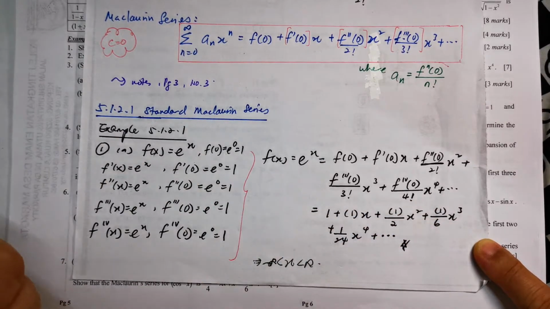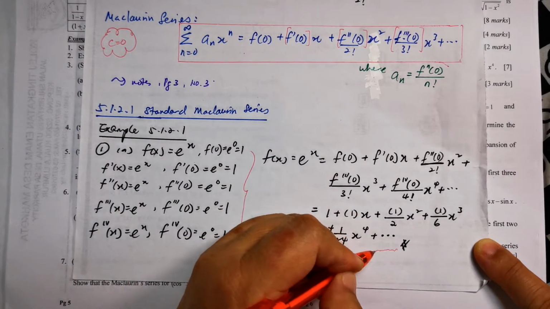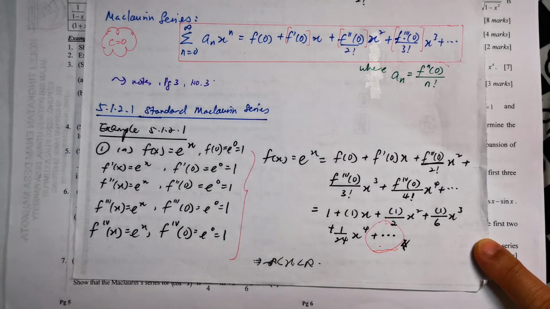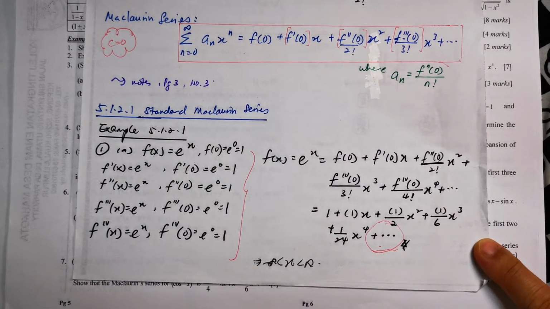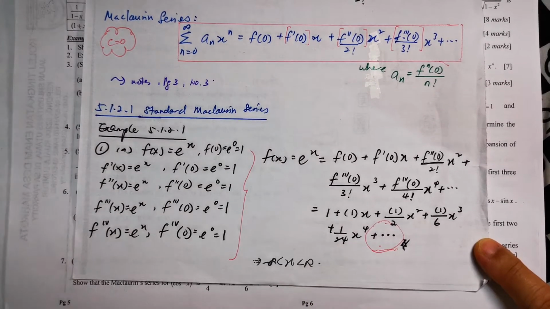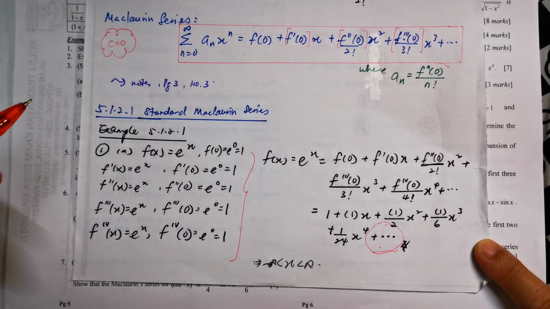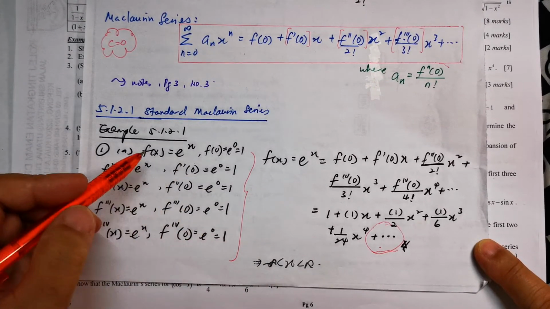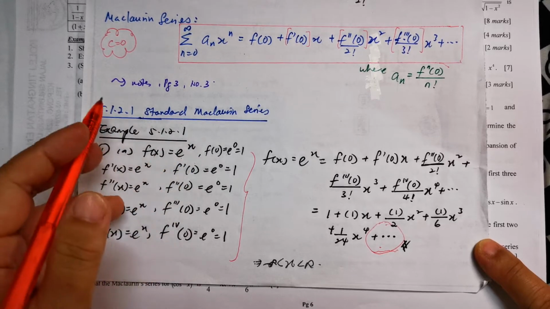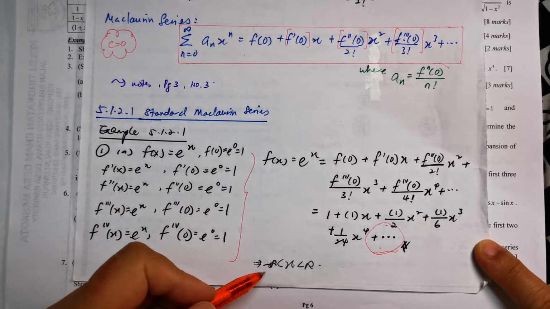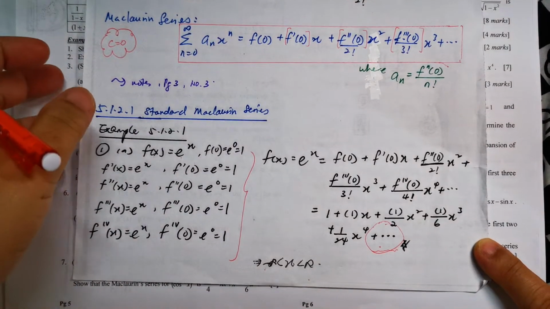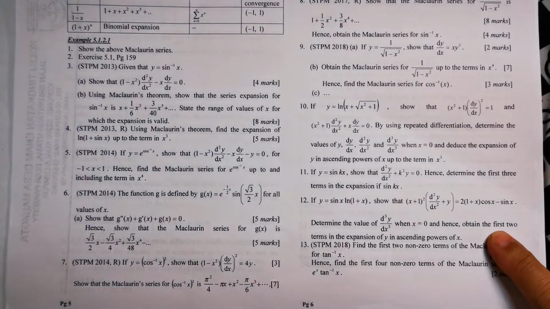Then don't ever forget your plus dot dot dot. This one must have. When you learn series, always remember to put the plus dot dot dot. And just now I already said the interval of convergence. We know that the function e^x can take any value, therefore the interval of convergence is from negative infinity to positive infinity. So this is the first standard one. Okay, let's look at the second one.